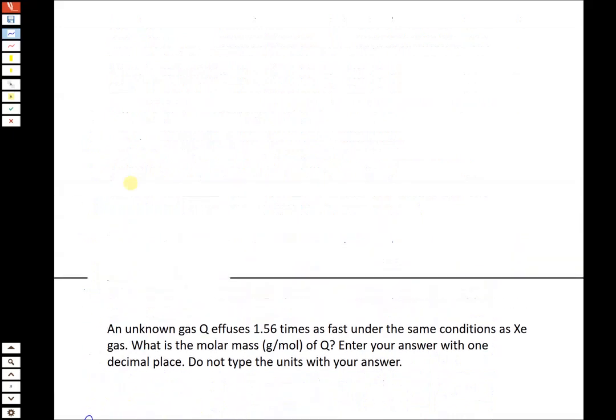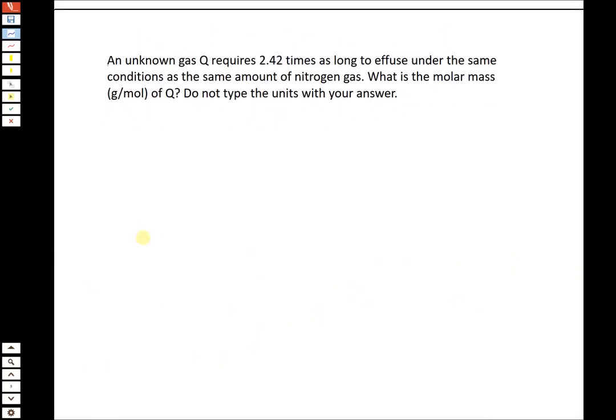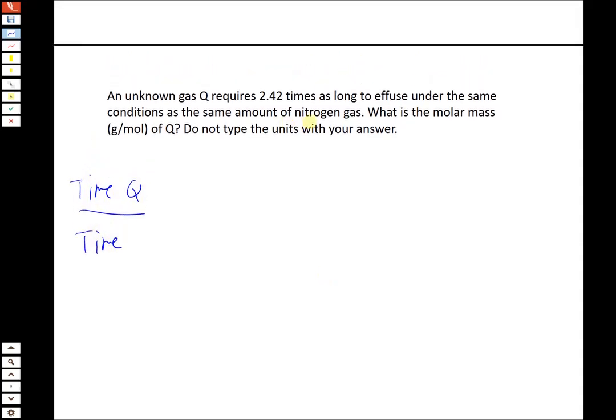Now the problem before that, which I meant to put in the opposite order, this one we're talking about how long it takes to effuse. So in this case, the gas Q requires 2.42 times as long to effuse. So here we're talking about the time that it takes to effuse. Time of our unknown Q divided by the time of the other gas, which in this case is nitrogen, N2. Remember that nitrogen is N2 again. The ratio of the times that it takes is 2.42, and that's going to be directly related to the square roots of the molar masses. Because in this case, we're talking about how long it takes to effuse. The heavier gas is going to take longer. The lighter gas is going to be shorter because it's going faster. Anyway, those are directly related.